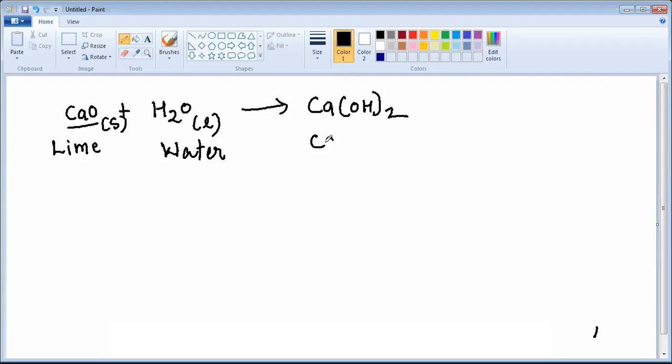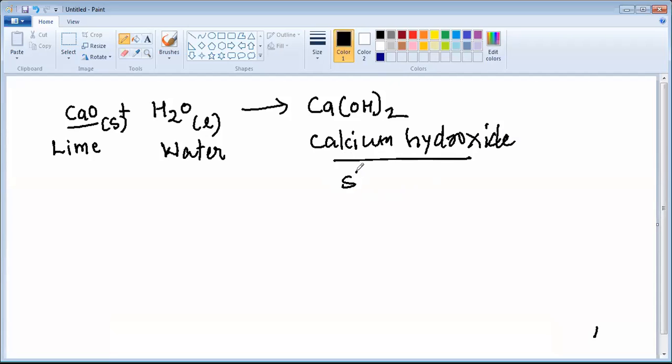This is what it is known as calcium hydroxide. Please understand, my dear students, that this is what it is known as, calcium hydroxide. It is also known as slaked lime. So, my dear students, this process is known as the slaking of lime.